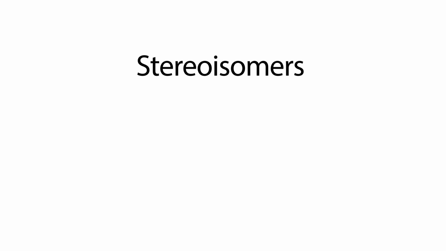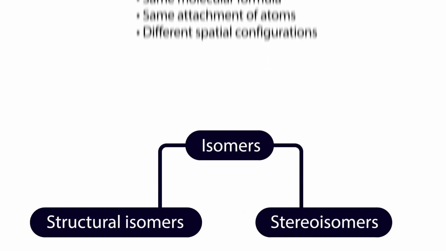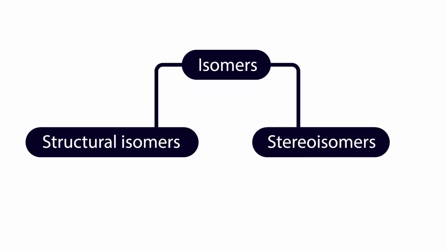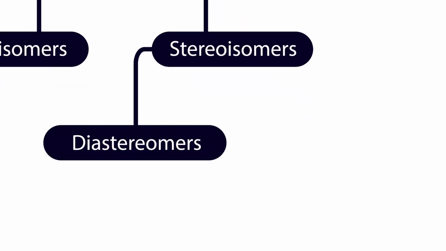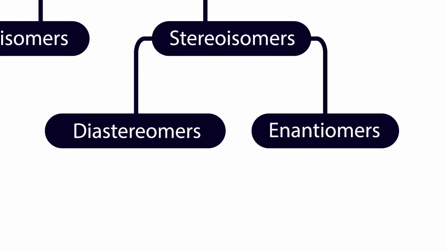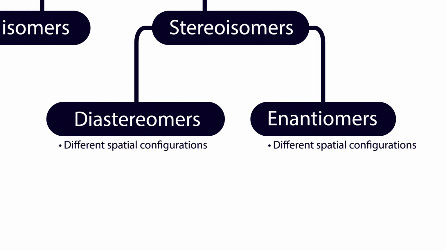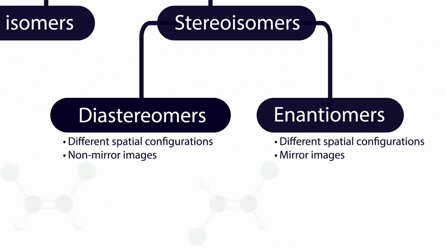Stereoisomers are compounds with the same molecular formula and the same attachment of atoms, but different spatial configurations. Stereoisomers are divided into two groups, diastereomers and enantiomers. The distinguishing property of these two groups is the reflective symmetry of the molecules. Both diastereomers and enantiomers have different spatial configurations. Diastereomers, however, are not mirror images of one another, while enantiomers are mirror images of one another.